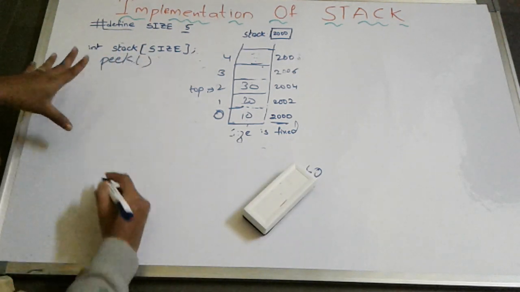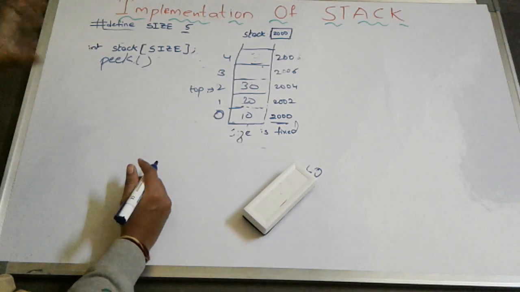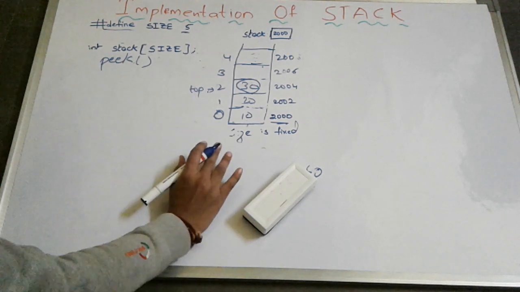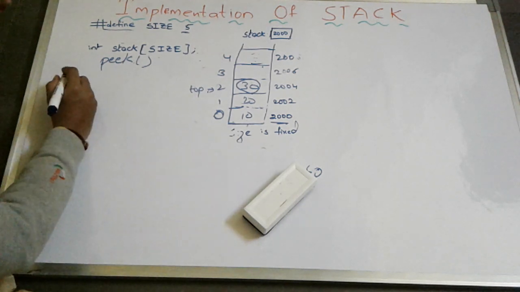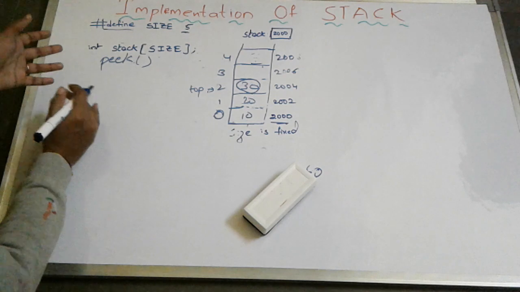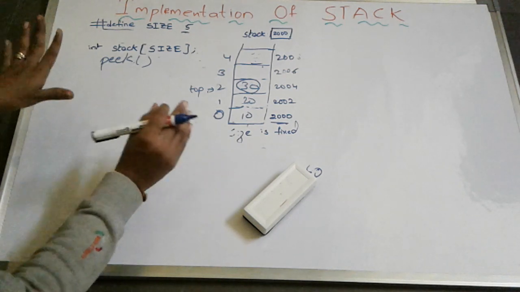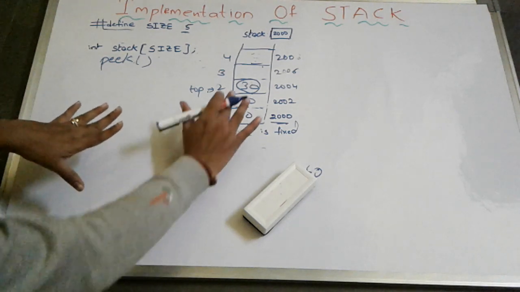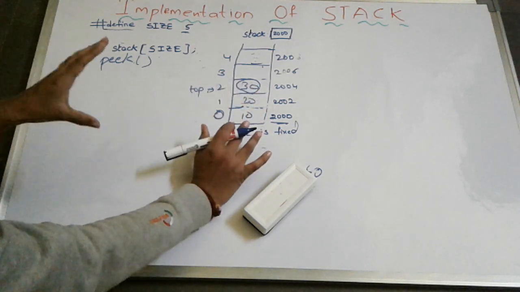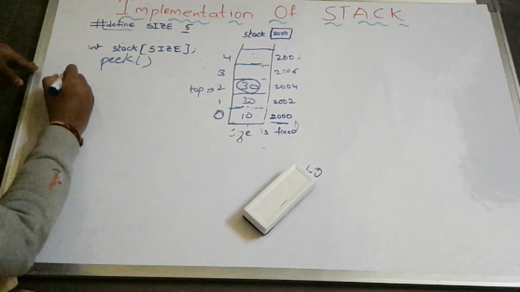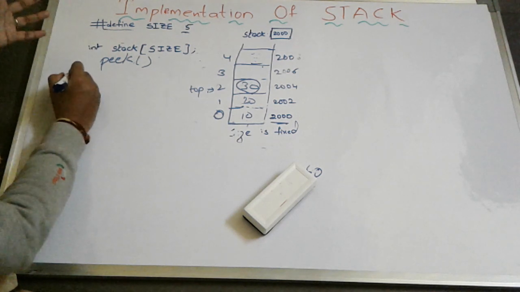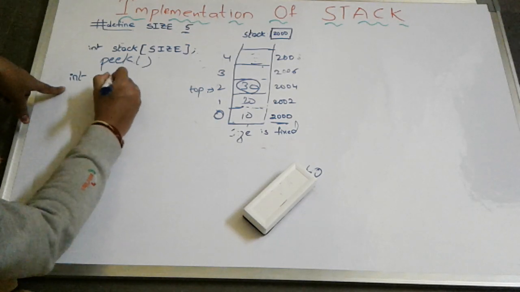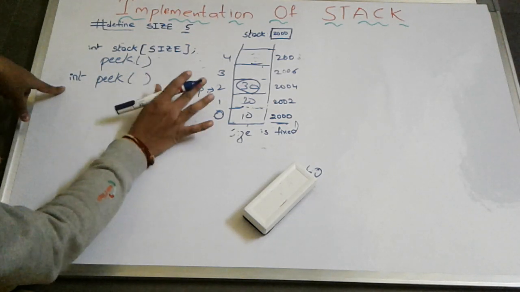Peek operation just returns the element which is present at the top, but it doesn't remove it. Pop operation removes the element, whereas peek operation just returns it, but it doesn't remove that element from the stack. Now I am saying that it is returning, so it is integer peek, and it doesn't take any argument.